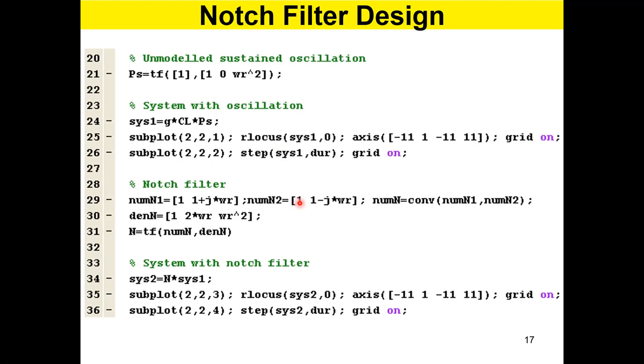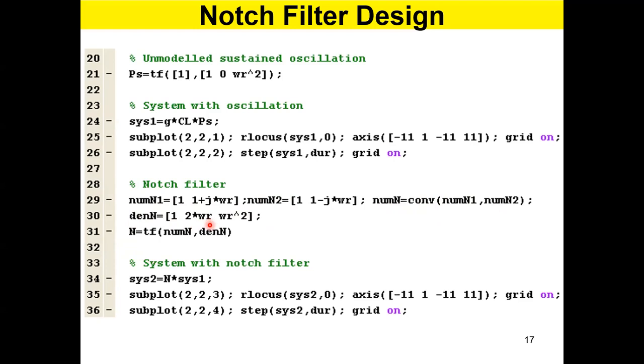Then you go to the notch filter. So this is the notch filter design, 1 plus j omega r, right? This is the numerator, the two zeros, right? This one and this one in the numerator. The two poles, all right, the denominator. So numerator 1 and 2, you create separately, and then you do the convolution to make the entire second order numerator. Denominator is like this, right?